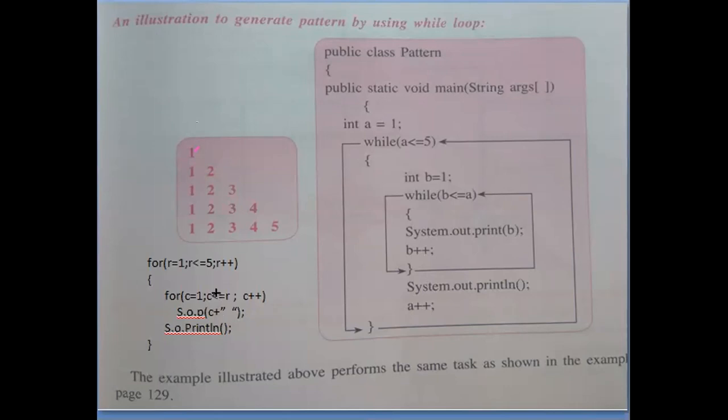C was 1, 1 is equal to 1, condition satisfied. We printed this one. Then it jumps up here itself, C++. C becomes 2, but 2 is not less than or equal to 1. The condition is not satisfied. When the condition is not satisfied, this line will not execute, but the immediate next line will execute.